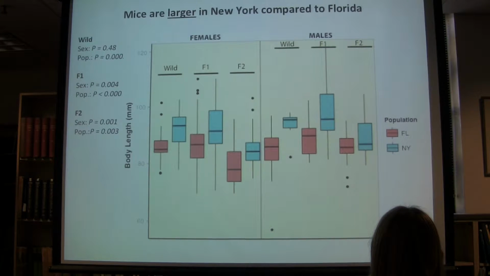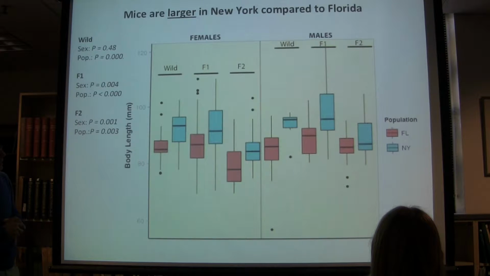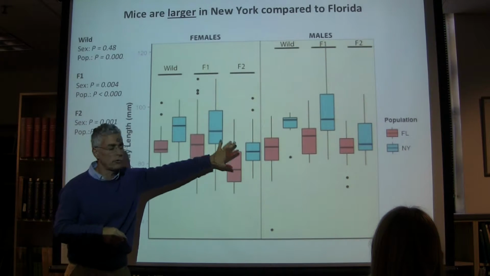So the first thing to say is that, as I mentioned before, over a longer transect, mice are larger in New York compared to Florida. So all the phenotypes I'm going to be showing you are just between New York and Florida. So relatively close geographically when you think about the whole of North and South America. So we see differences between sexes and differences in wild mice, F1s and F2s.